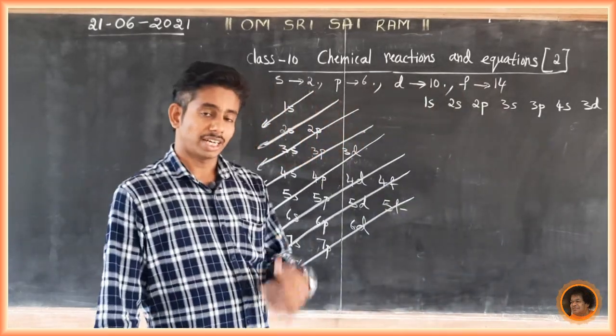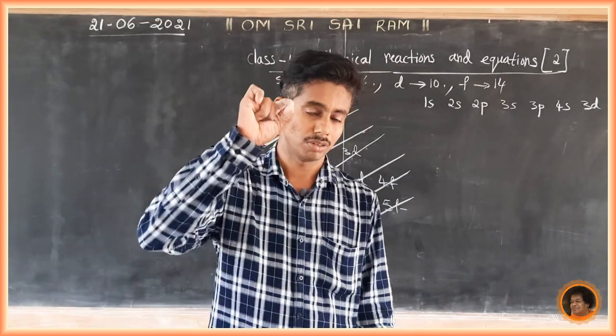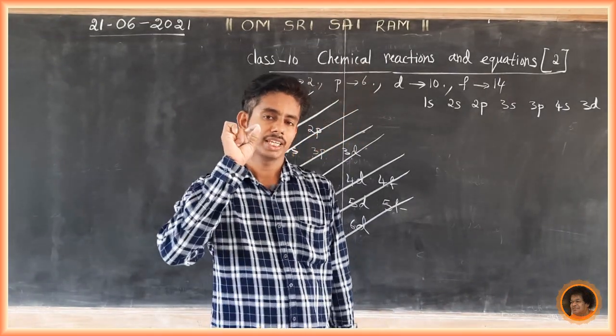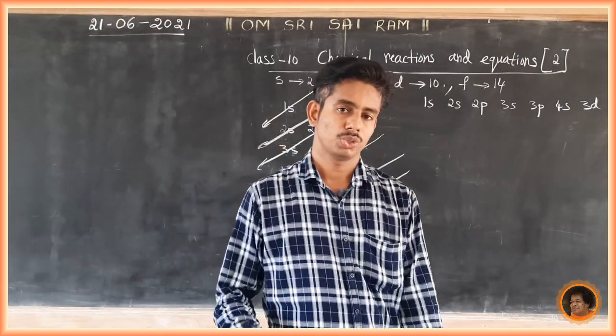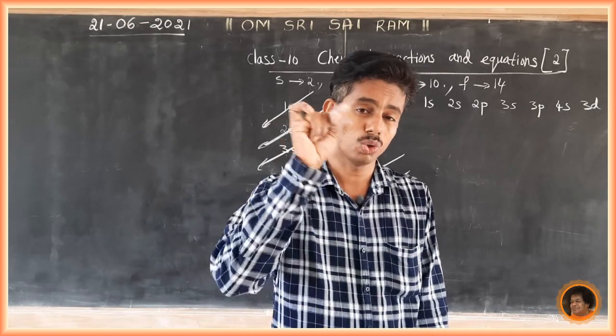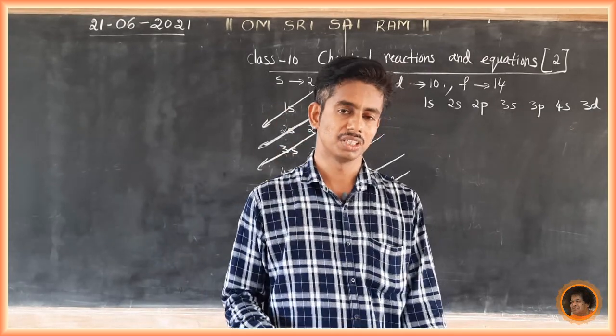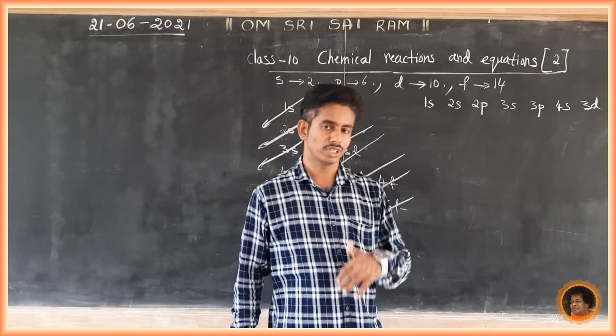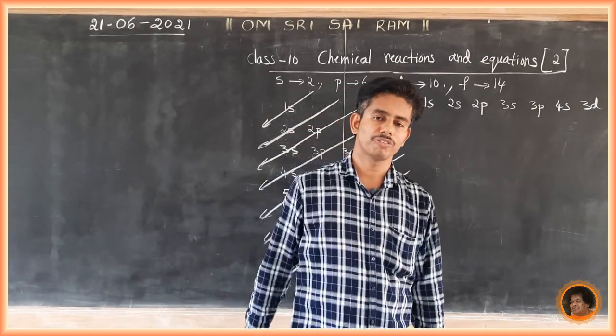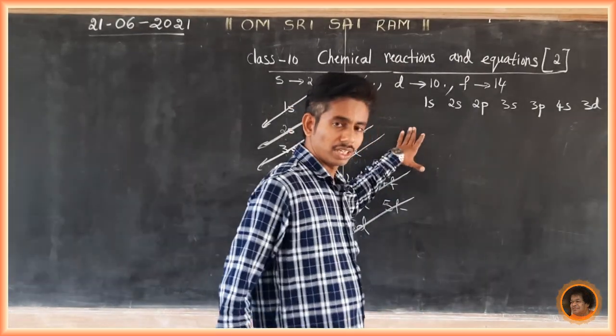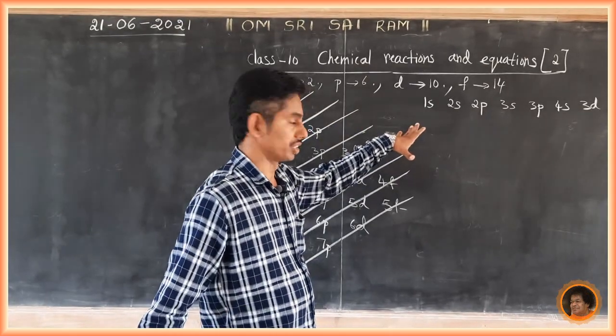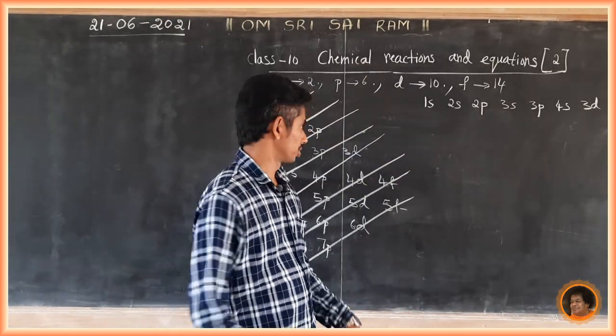Why do we have to write the electronic configuration? Our idea is to write the chemical equation of sodium chloride, how sodium and chlorine react with each other. Sodium reacts with chlorine and gives sodium chloride. What is the molecular formula of sodium chloride? For that we require the electronic configuration. Now let us write it.